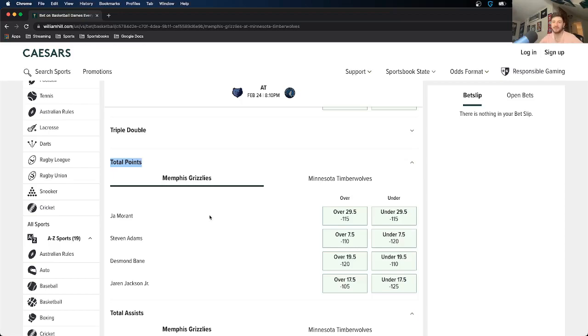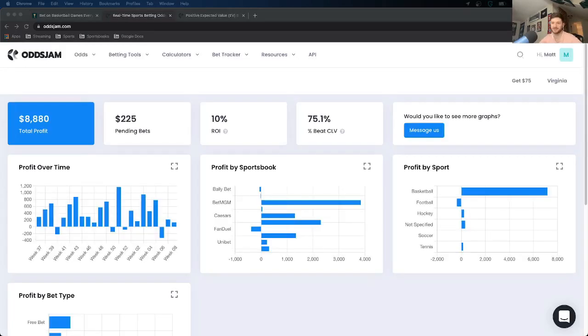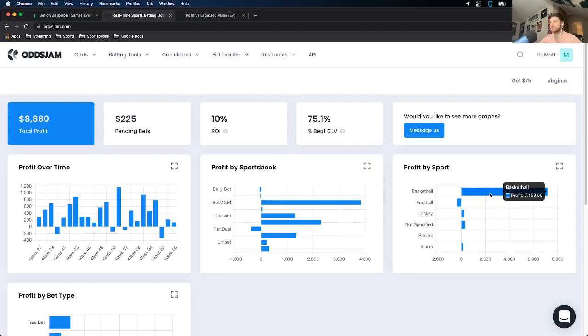So that's why for me, I only bet player props that are positive expected value. So that'll be the next thing I talk about: player prop strategies, specifically positive EV strategies. As far as profitability goes, I mentioned that I make a lot of money betting on sports, especially NBA player props. That shows here, I've made about $7,000 on basketball, and I would probably say 60 to 70% of that is on NBA player props.